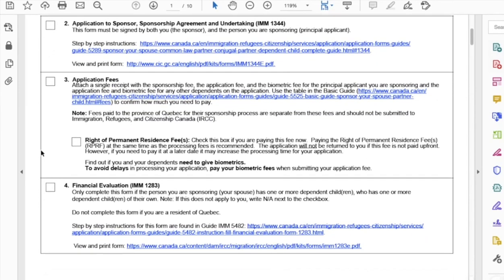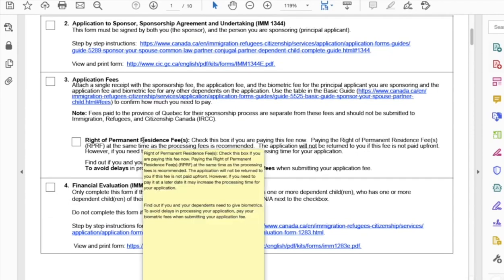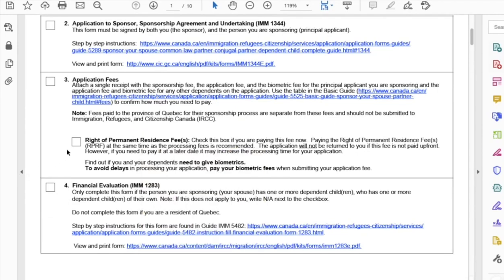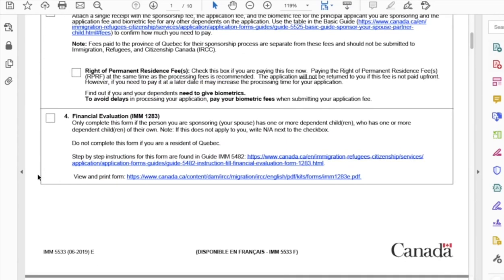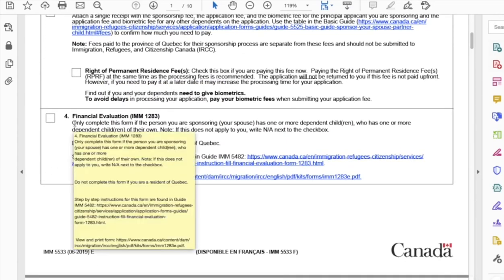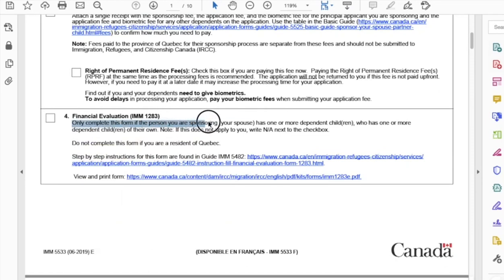Okay, now you can also select this right of permanent residence fee if you're paying that. I would suggest you pay all in one go. Now the financial evaluation. Please note that you only complete this form if the person you are sponsoring has one or more dependent children of their own. So for many people this would not be required, and you need not submit this form IMM 1283. If this does not apply to you, write NA next to the checkbox.